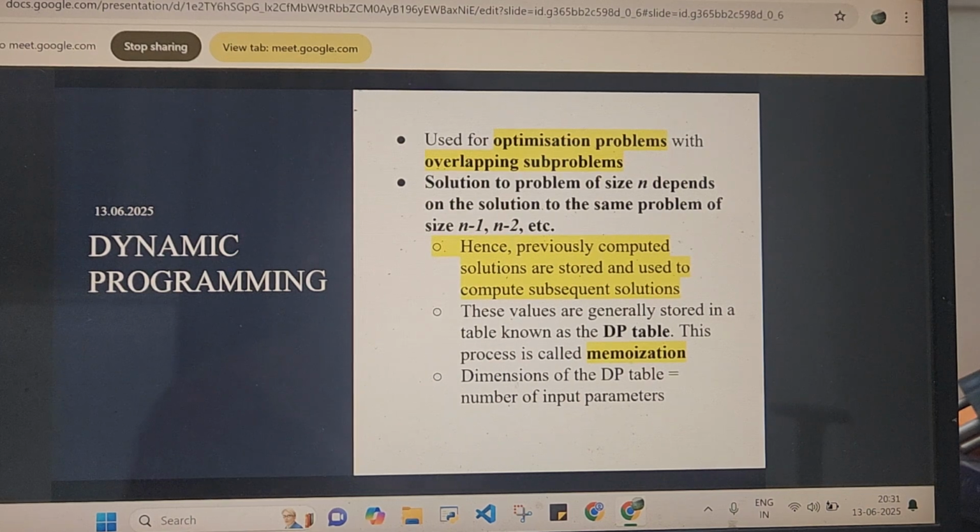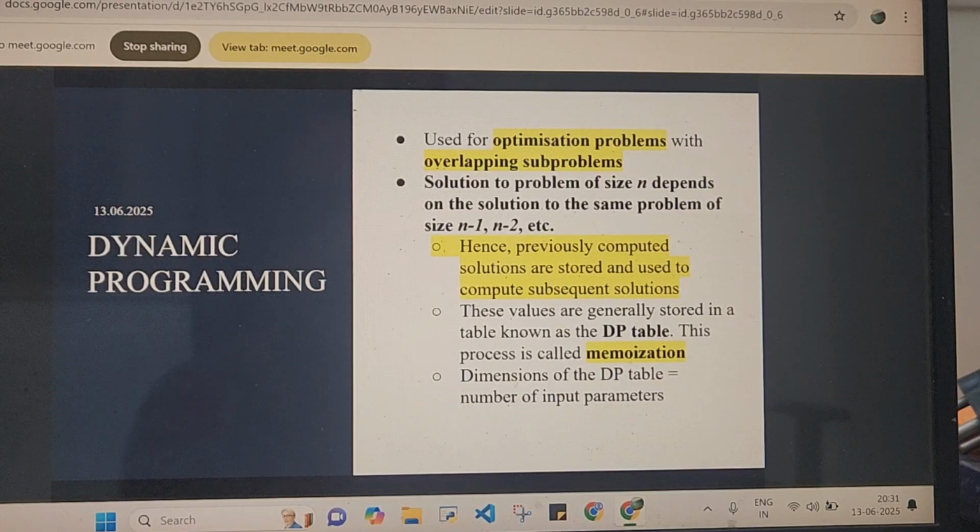We're going to look at the next design paradigm or design technique today, which is dynamic programming. Unlike divide and conquer, which does not have a specific category of problems it is used for, dynamic programming has a specific category of problems called optimization problems, and it is generally used only to solve optimization problems with overlapping subproblems. I will explain both these terms now.